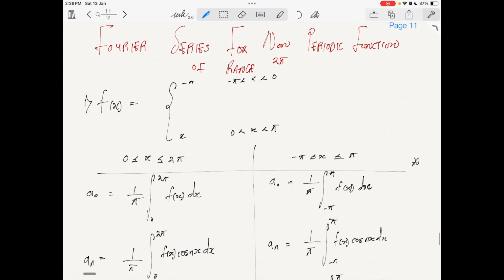Now, in our previous video, we talked about Fourier series for periodic functions of period 2π. Now we'll be considering Fourier series for non-periodic functions of range 2π. We are given this question: f of x is equal to minus pi for minus pi less than x less than 0, and x for 0 less than x less than pi.